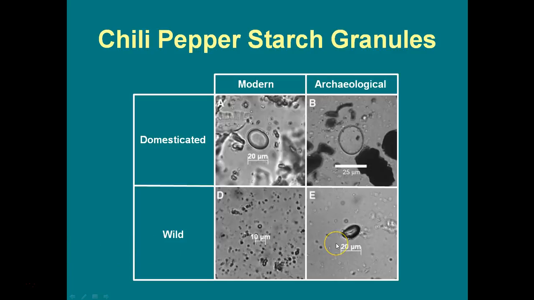So we have two rows, the wild row where we have very small starch molecules, and the domesticated row above where they are very large, and both modern and archaeological specimens. The larger the fruit, the chili pepper that contains the seeds within, the larger the starch granules. So increased size of the fruit, increased infructescence, leads to larger starch granules, and this can be measured archaeologically.